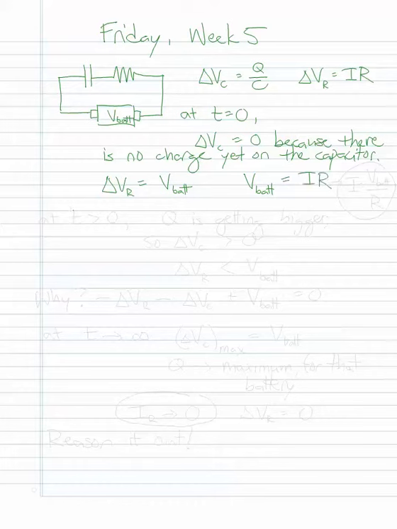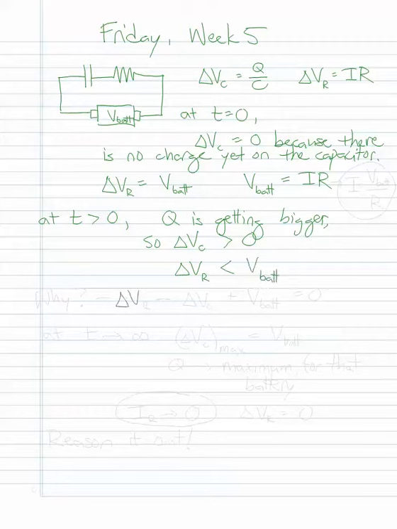As time goes on, that means that the charge on the capacitor is getting bigger. So the change in the voltage across the capacitor is now greater than 0. So that means that the potential across the resistor has to now be less than the voltage of the battery. Why? We know that the change in the voltage across the resistor, where you lose voltage, and the change of the voltage across the capacitor has to be equal to the voltage of the battery.